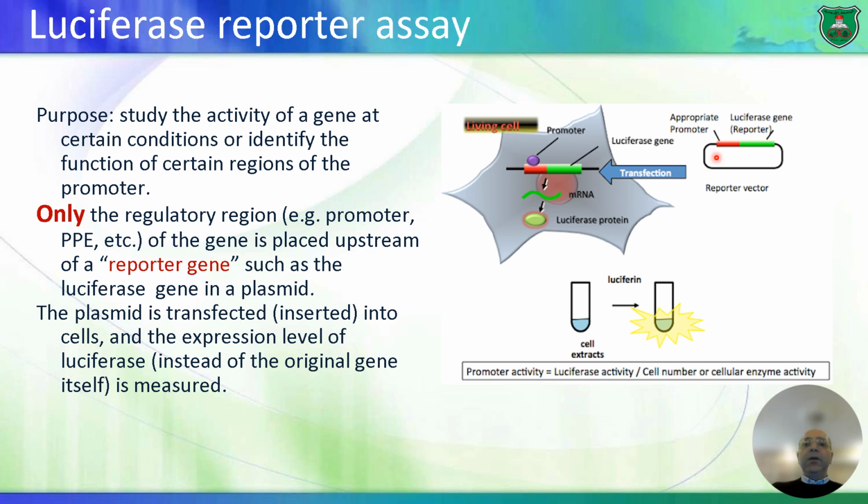Okay, and so we create this recombinant DNA, and we transfect, we insert the plasmid into a human cell, a nerve cell, let's say. Okay, so now this nerve cell has its own DNA of interest.